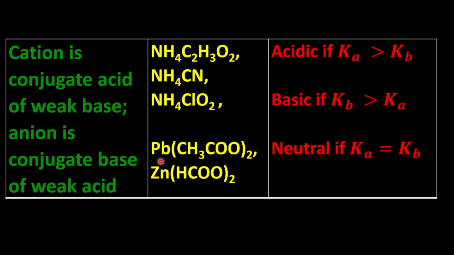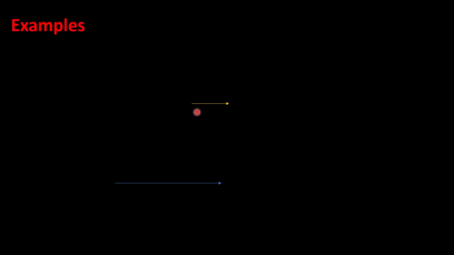You can also apply the same principle. Now let's look at a trick here. Pb will undergo hydrolysis. CH3COO- will also undergo hydrolysis. So since the two will undergo hydrolysis, we say it is neutral. This zinc here will undergo hydrolysis. HCOO- will also undergo hydrolysis. So we can say it is what? Neutral. Now this one here, we can also go through the same process to determine that.